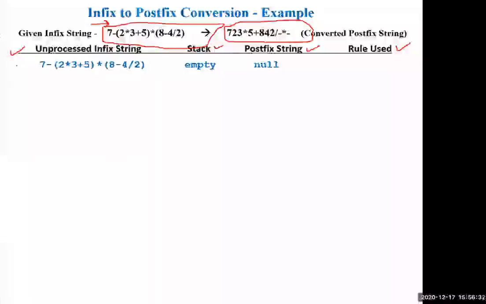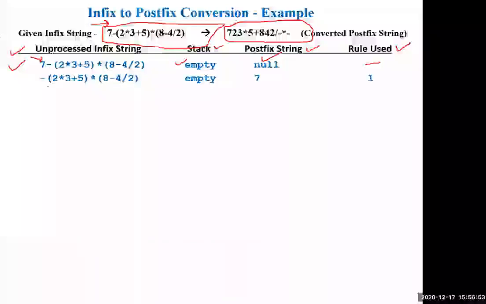This is our unprocessed infix string to start with. Initially the stack is empty and the postfix string is also null. The rule used is hyphen because we haven't processed anything yet. Next we start with 7, which is the leftmost character inside the infix string. As 7 is an operand, rule 1 will be applied. Rule 1 says that when an operand is encountered, we push it onto the postfix string. That is how 7 is entered into the postfix string, and the stack is still empty.